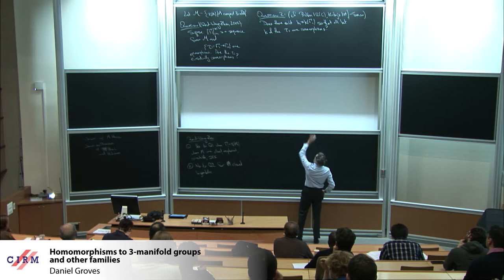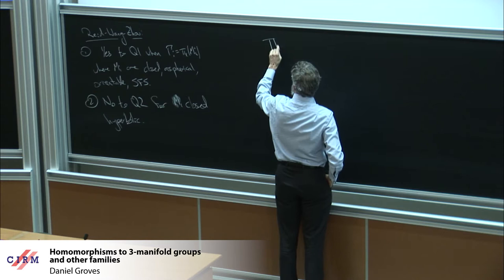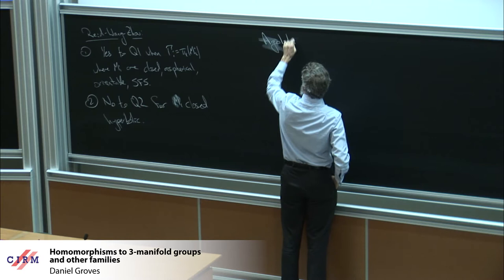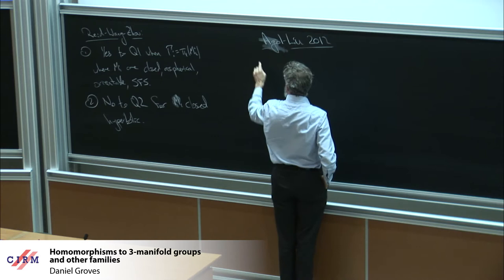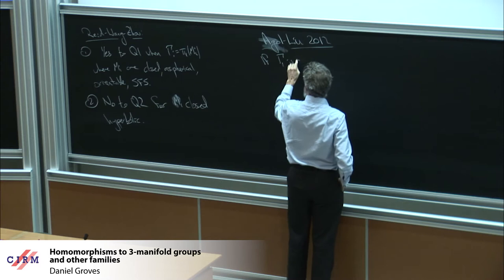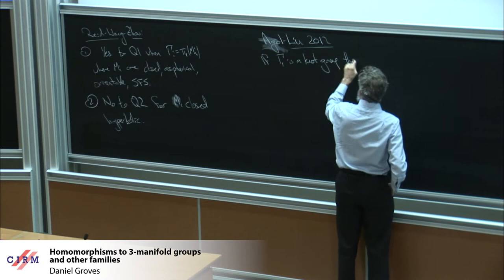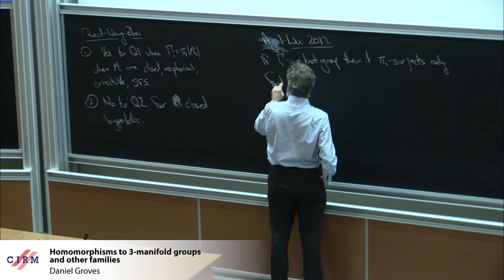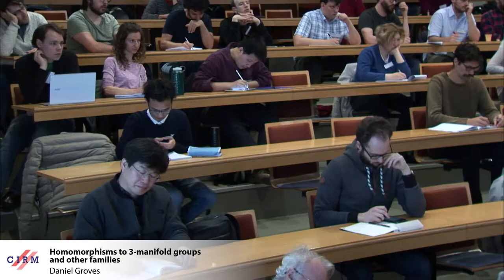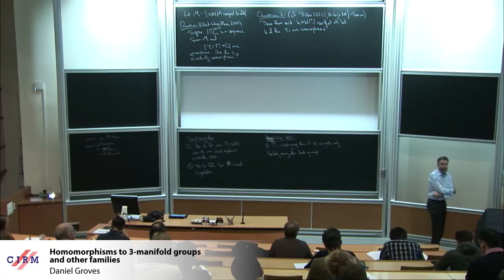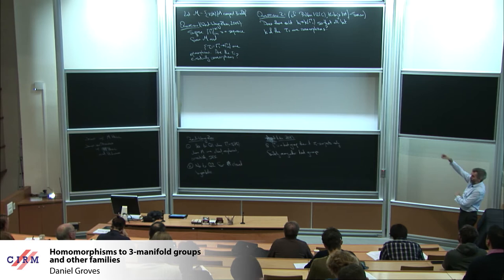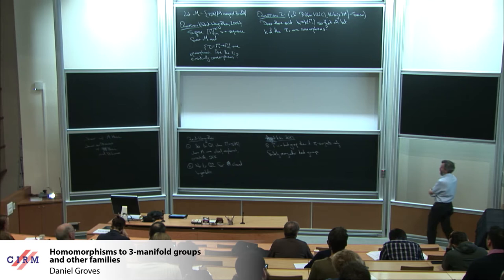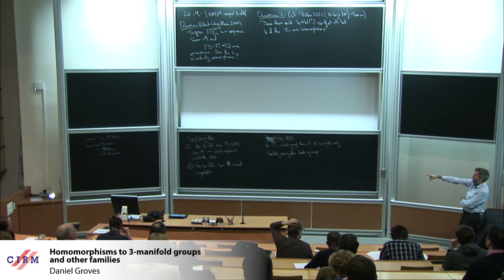Okay, but in fact, the actual problem on Kirby's list about knot groups was answered by Agol and Liu, 2012. And they proved that if gamma 1 is a knot group, then pi 1 surjects only finitely many other knot groups. Okay, so this was actually problem 112d on Kirby's list. So that's much stronger than number two here. Not only are the lengths of chains bounded, there's only finitely many things that it surjects onto at all. Okay, question two is wrong for 3-manifolds by this example of Reid, Wang, and Zhu.